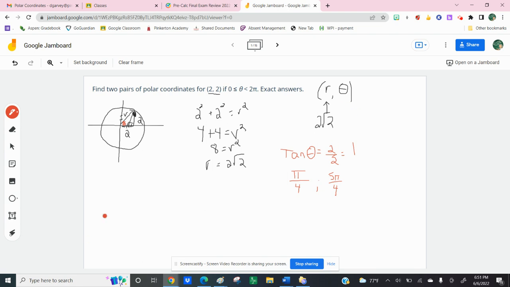So my two answers would be 2 square root of 2 and π over 4, or 2 square root of 2 and 5π over 4. So there you go. I hope that helps.